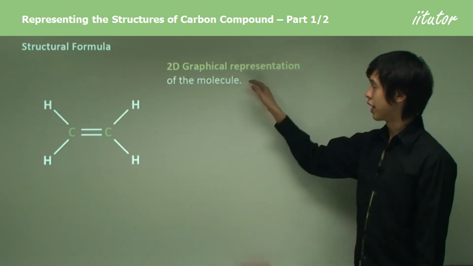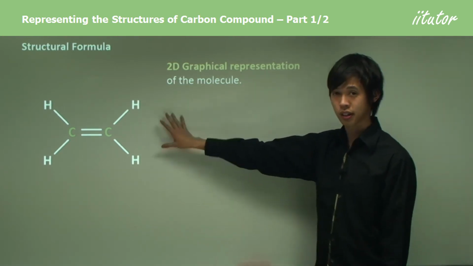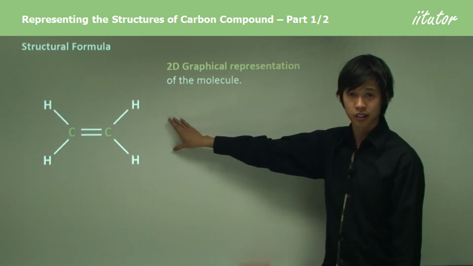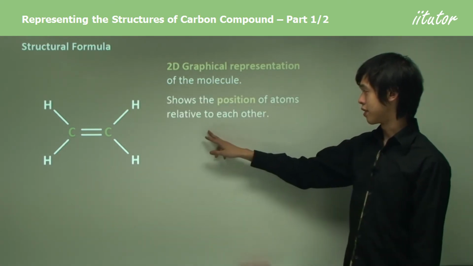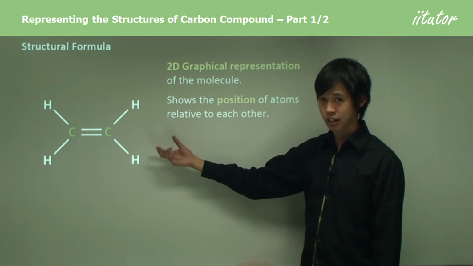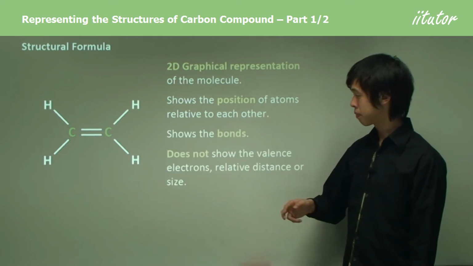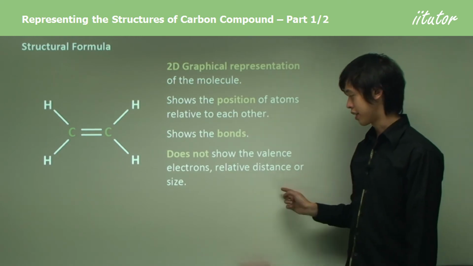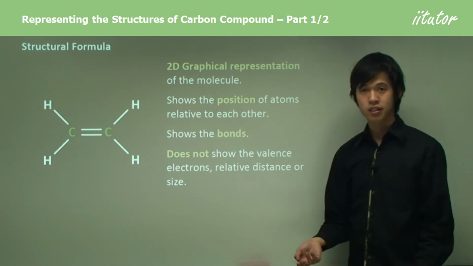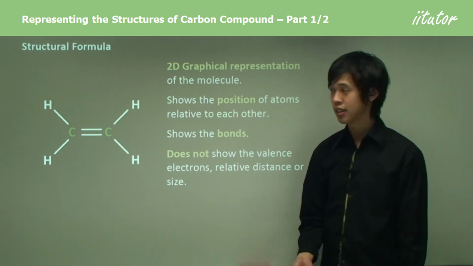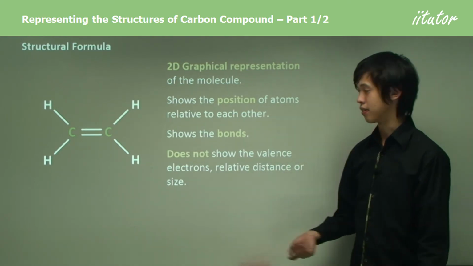Structural formula, again, is a 2D graphical representation of the molecule. So here we go. Here's the same molecule that we saw in the Lewis dot structure one. It shows the position relative to each other. So like the Lewis dot structure, it shows the bonds. It doesn't show the valence electrons or the relative distance or size. So it suffers from many of the same deficiencies that the Lewis dot structure does, except it's a little bit simpler in the sense that you only have to draw lines rather than lots of dots.